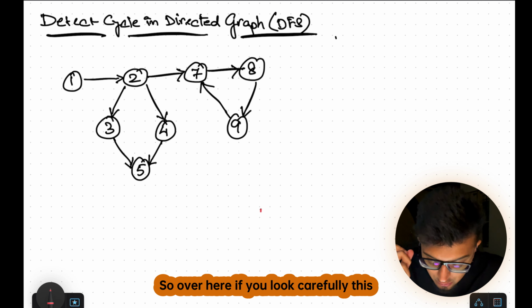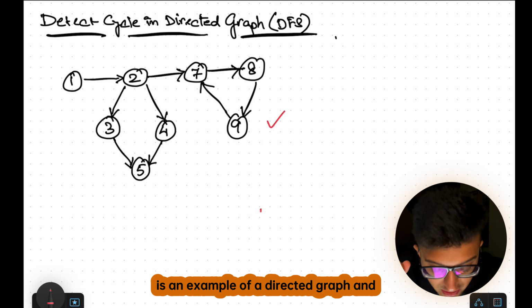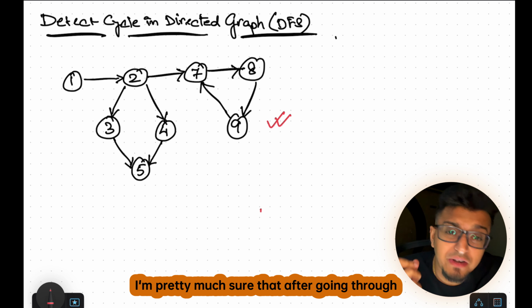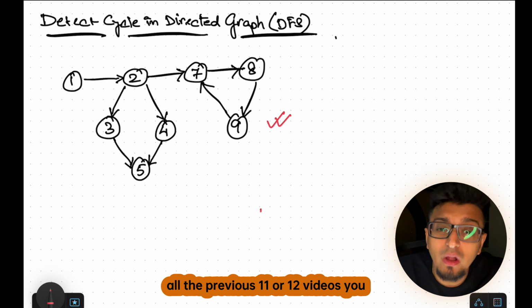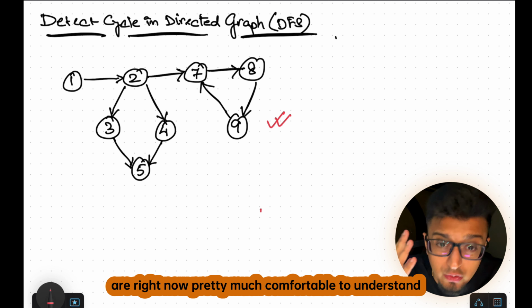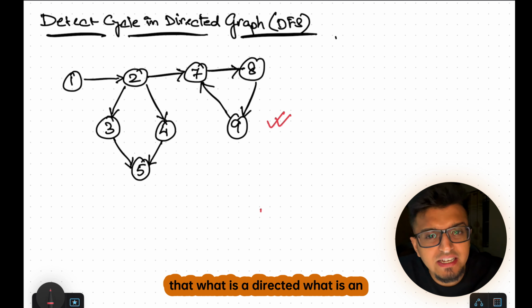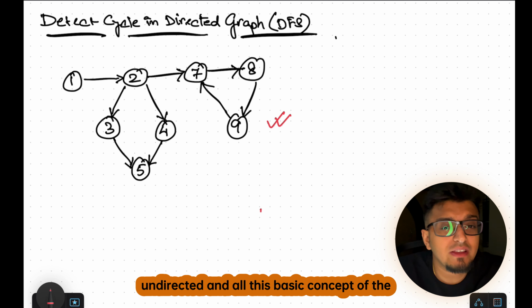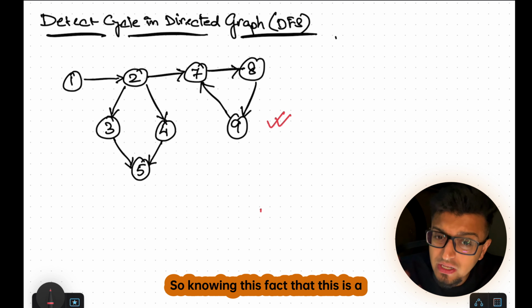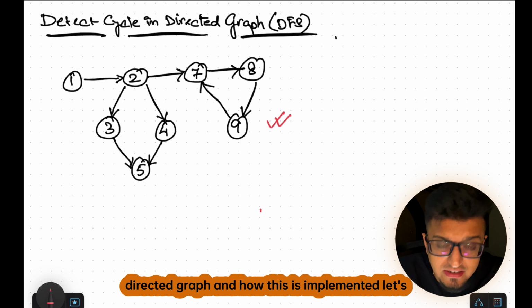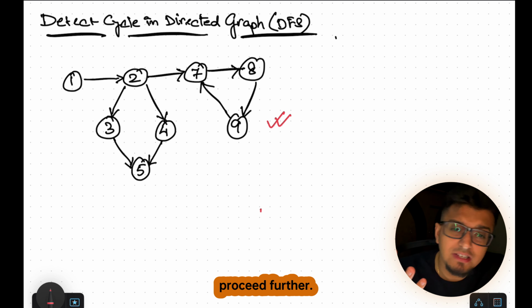Over here, if you look carefully, this is an example of a directed graph. And I'm pretty much sure that after going through all the previous 11 or 12 videos, you are pretty much comfortable with what is directed, what is undirected, and all the basic concepts of the graph. So knowing this is a directed graph and how this is implemented, let's proceed further.